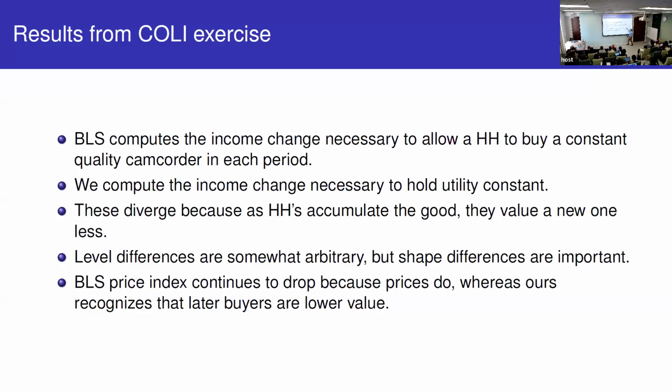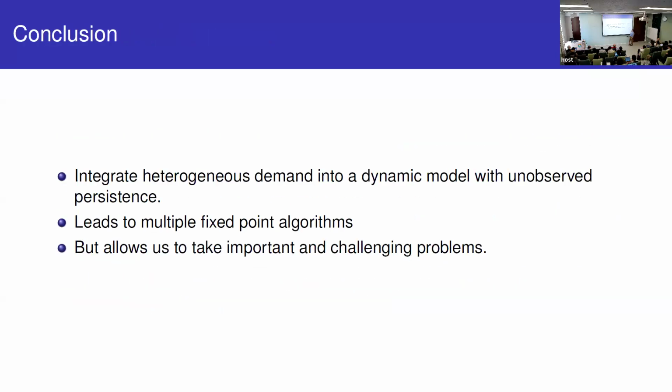Okay, the shape I think is really critical, more than the level, in terms of what we're really getting right. But I'll just say the BLS price index continues to drop because prices do, where ours recognizes that the later buyers are low value, either because they just don't value the good that much at the end, or they already purchased it, and so that decreases their value endogenously. That's my conclusion for today.